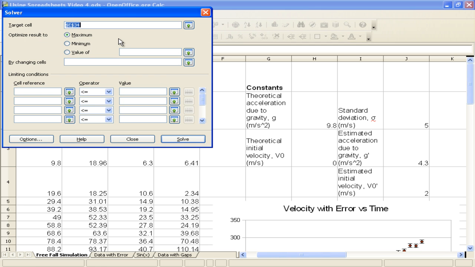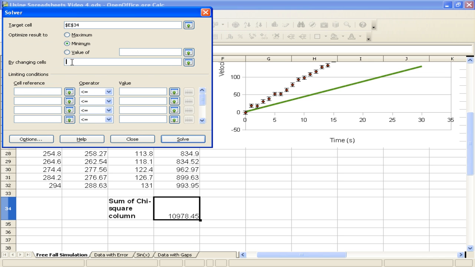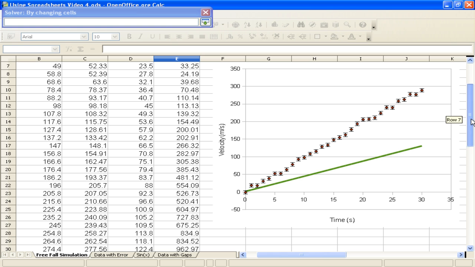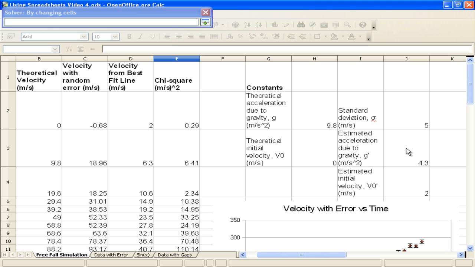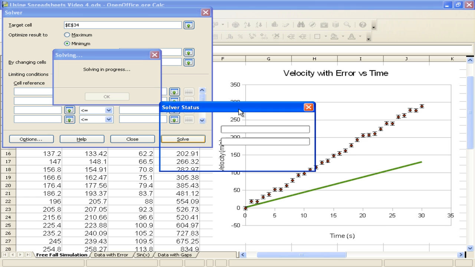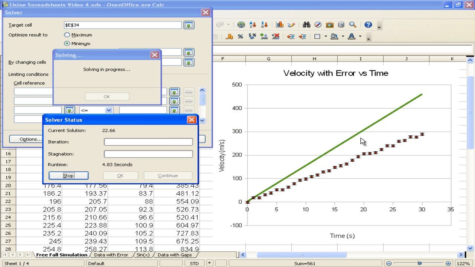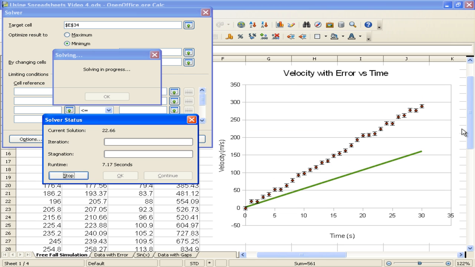So we'll choose that. And what our job here is going to be is we're going to minimize the total chi-square. So we're going to optimize the result to get a minimum in cell E34. And we're going to create a minimum by changing the slope and the y-intercept of this best fit line, this green line here. And that slope and y-intercept are in these cells, J3 and J4. And now click on Solve. And we'll watch the spreadsheet adjust the slope and y-intercept here. And the green line bounces around until it converges on what it thinks is the closest fit to the data.